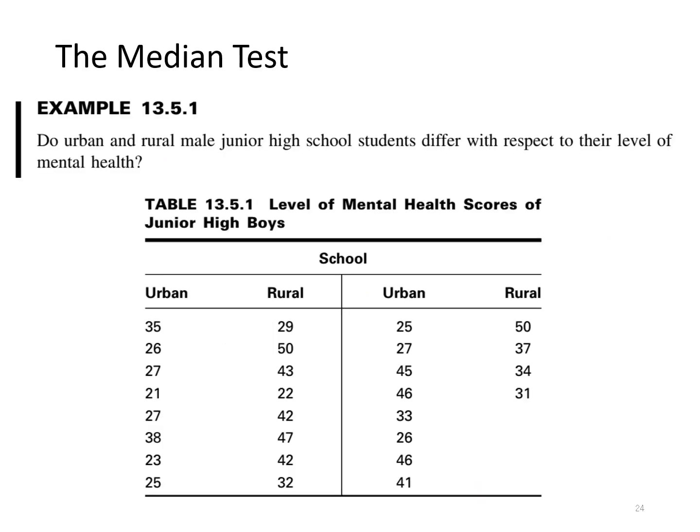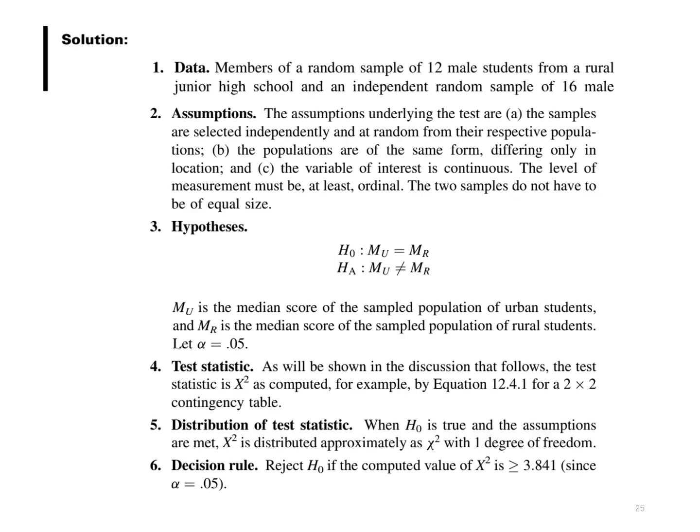Then the next one is the median test. The median test is a little bit different. We have urban students and rural students, the schools located in urban and rural areas. Then we have a mental health score for the students. We just want to check whether urban mental health scores and rural scores are the same or not. That's my question. The data is a set of random samples with 12 male students from a rural area and 16 male students from an urban area.